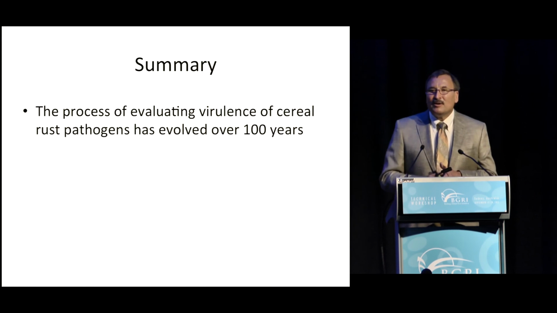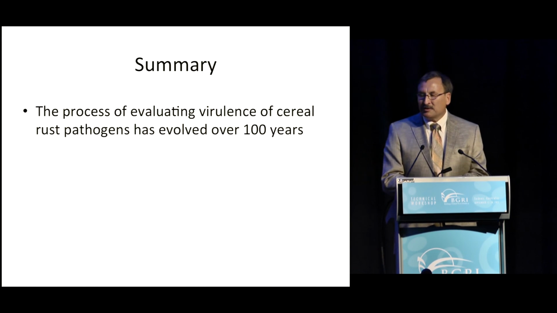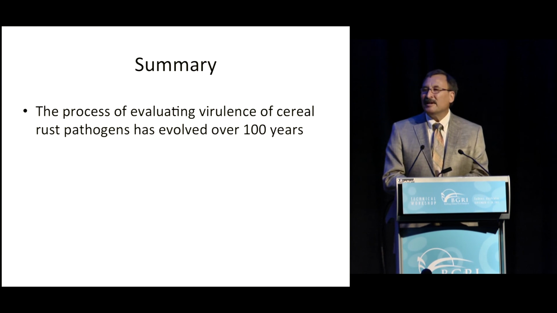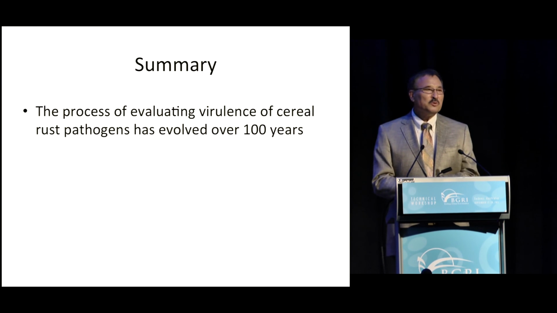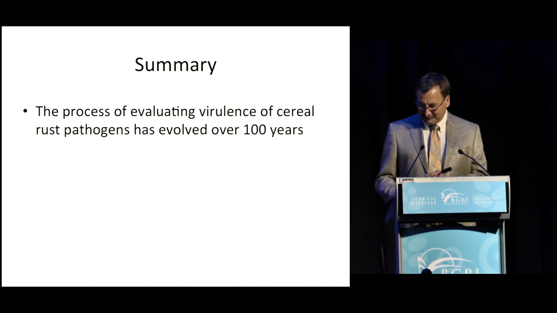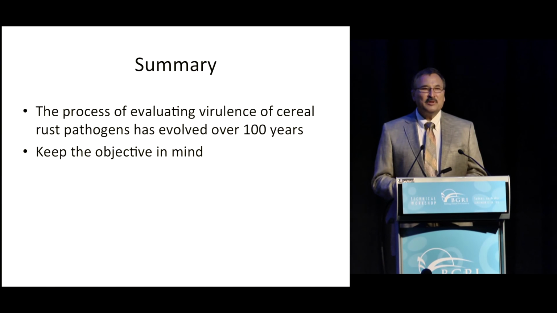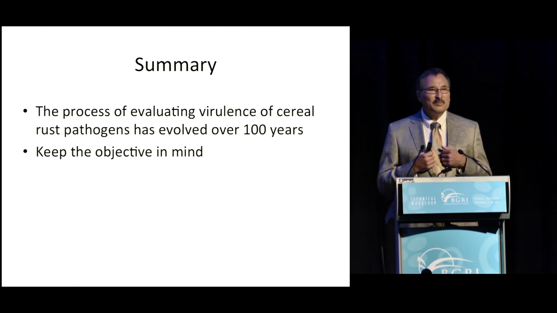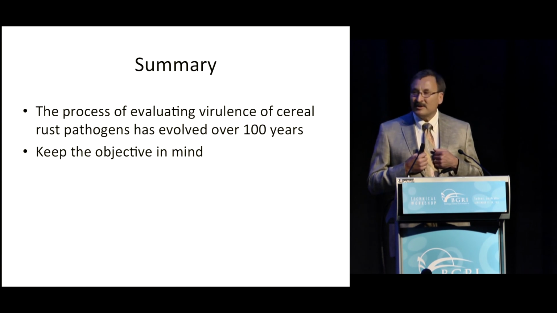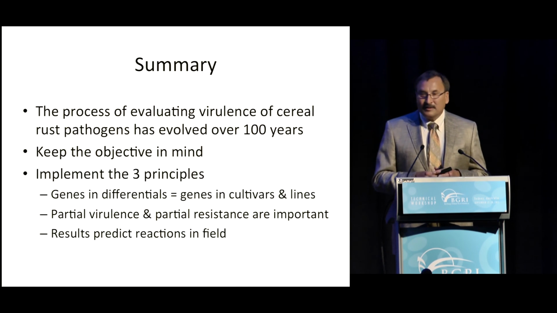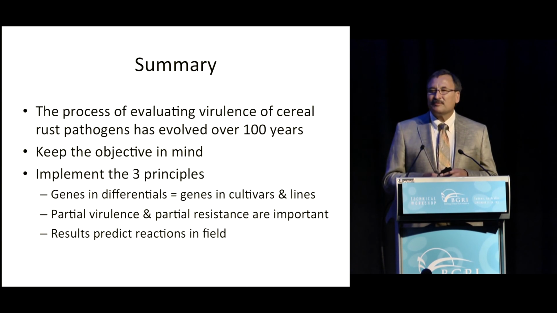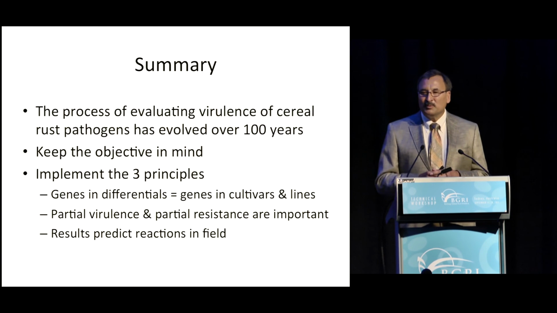So in summary, the process of evaluating the virulence of cereal rust pathogens has evolved over 100 years. And in science, evolution of ideas is a good thing, because if you don't evolve, you'll soon become irrelevant. And we need to keep the objective in mind. And remember, my objective is to facilitate the development and deployment of resistant cultivars, not to identify races. And implement the 3 principles. So the genes in differentials should match the genes in cultivars and lines. Now, I know we'll never get a perfect match, but I think there's lots of improvement for where we're at now.